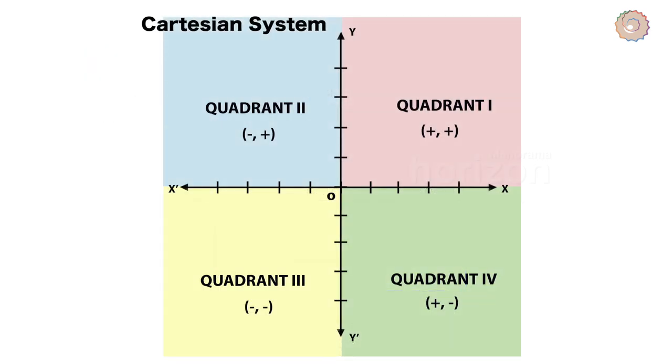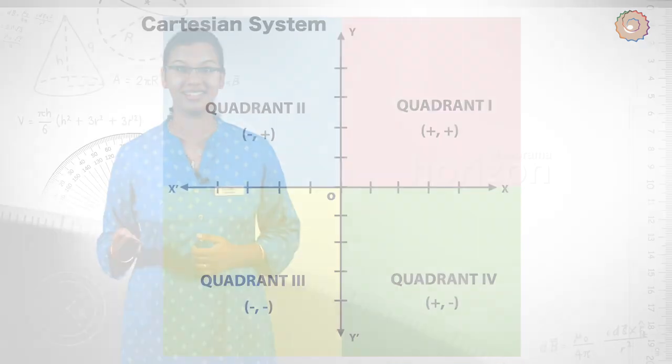So we can infer that a point in the first quadrant will be in the form plus plus, since the first quadrant is enclosed by the positive x-axis and the positive y-axis. Similarly, the second quadrant is minus plus, the third quadrant is minus minus and the fourth quadrant is plus minus.